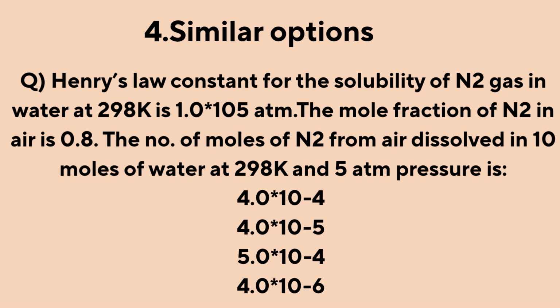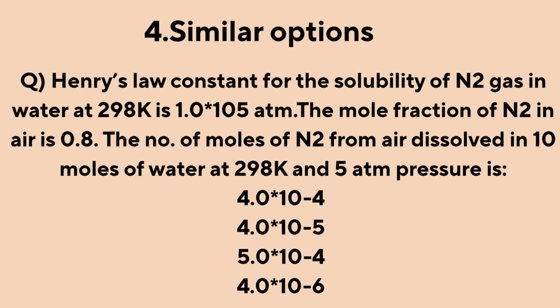The number of moles of N2 from air dissolved in 10 moles of water at 298 Kelvin and 5 atmospheric pressure is. So there are 4 options. Option 1, 4 into 10 power minus 4. Option 2, 4 into 10 power minus 5. Option 3, 5 into 10 power minus 4. Option 4, 4 into 10 power minus 6.